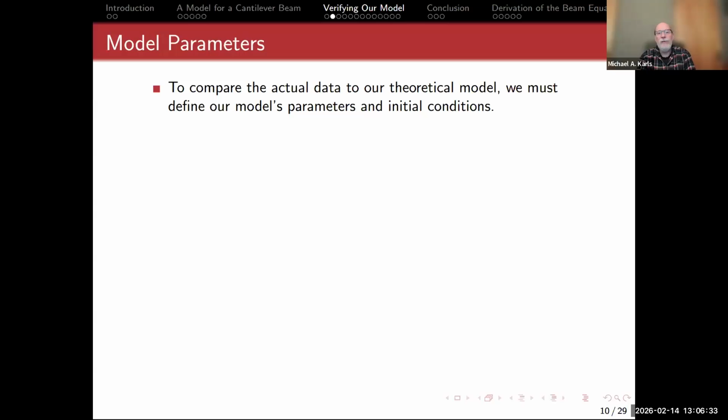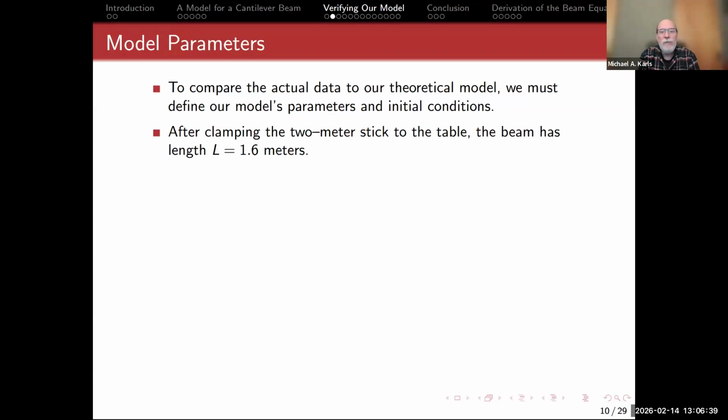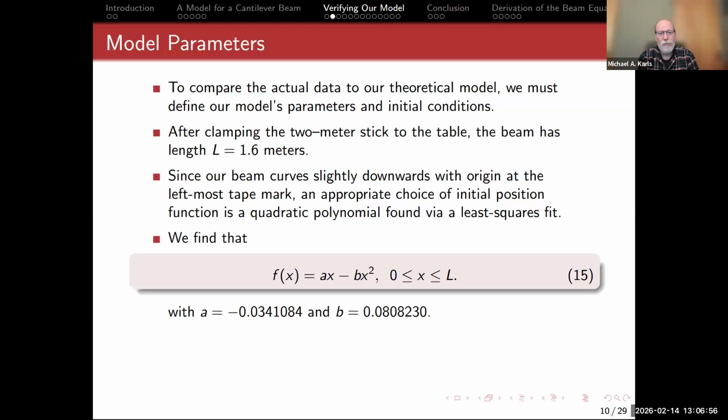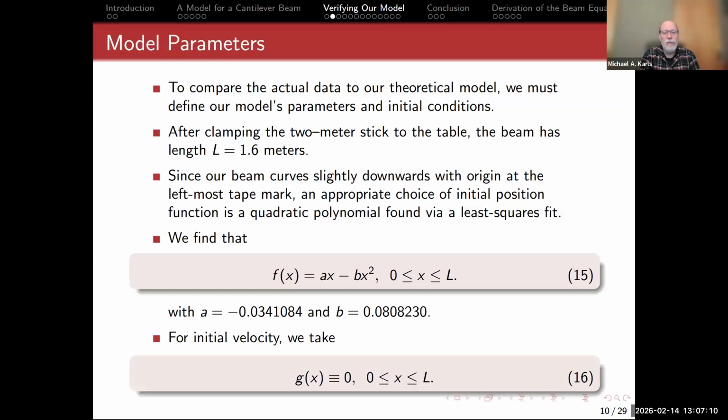Okay, so to compare the actual data to our theoretical model, we need to define our model's parameters and initial conditions. We clamped the 2-meter stick to the table, and so the beam had a length of 1.6 meters, and our beam curved slightly downwards with origin at the leftmost tape mark. So an appropriate choice of initial position function is a quadratic polynomial found via a least squares fit. What we found is that a good representation of the initial displacement is a times x minus b times x squared, where a and b turn out to be these values. And for initial velocity, we just assumed that it was 0 at every point.